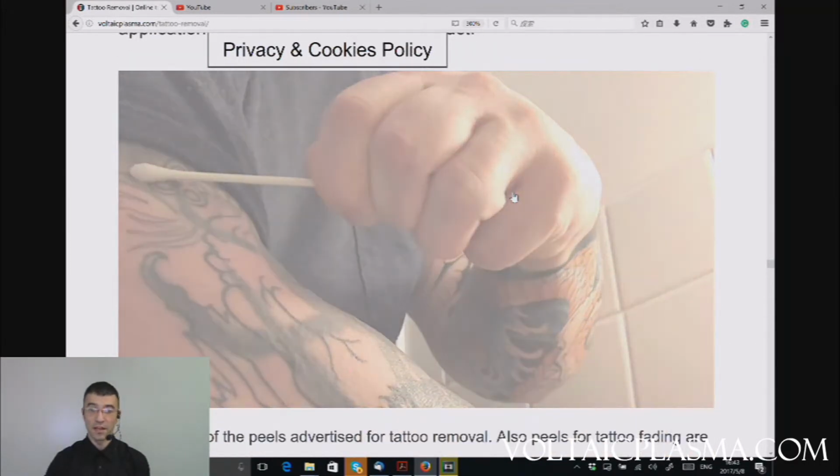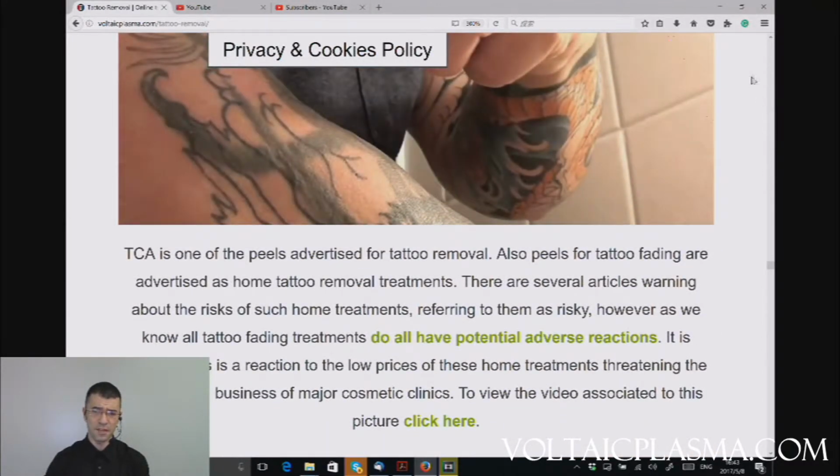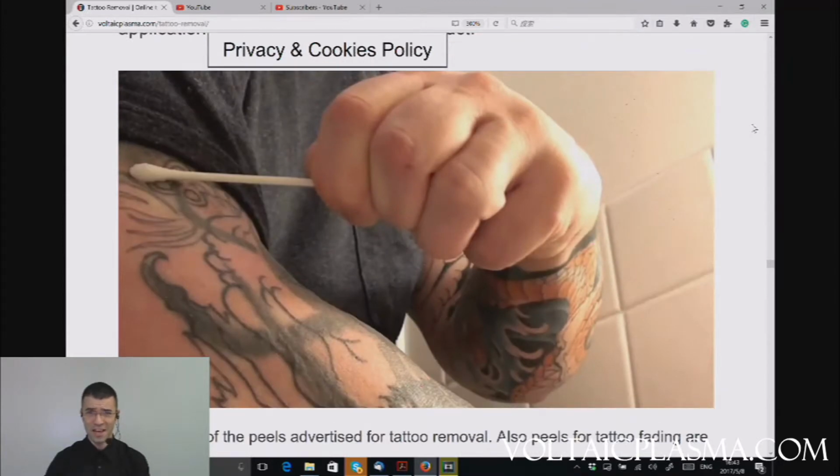And this is TCA. There's nothing against TCA or using any chemical peels in order to fade the tattoos. We don't see any reason to talk badly about it. There are people talking badly about it because somehow they're effective anyway, so they're in competition with the expensive lasers.